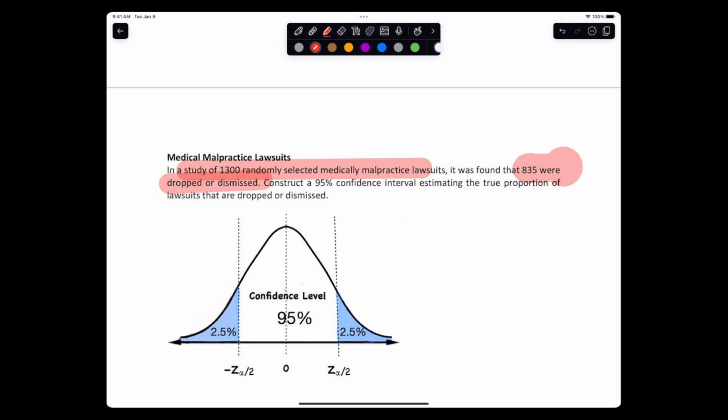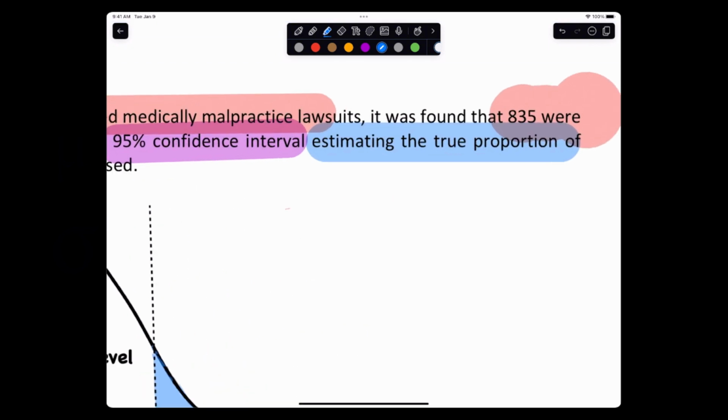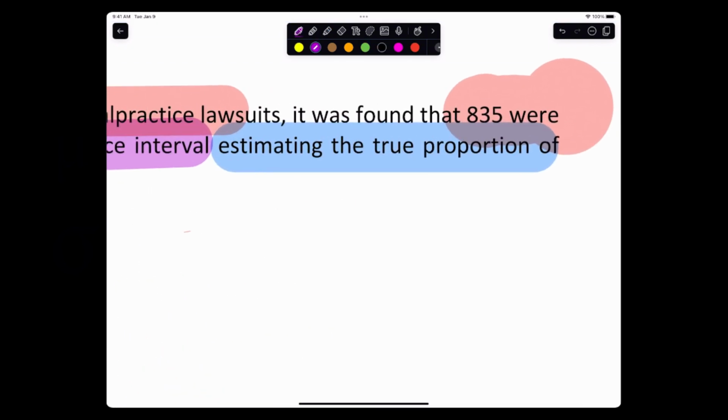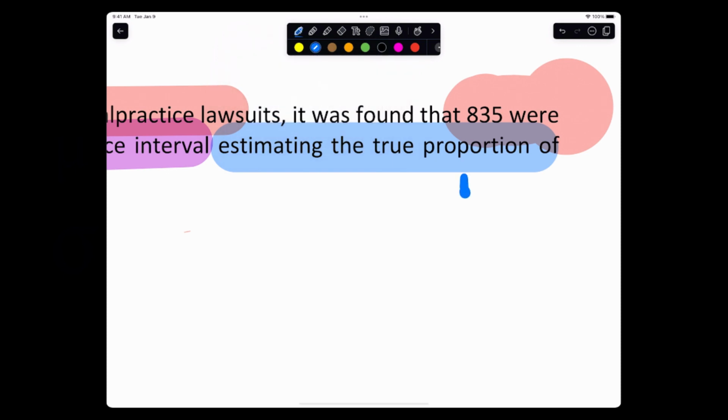Okay, what do they say? Construct the 95% confidence interval estimating the true proportion of lawsuits that were dropped or dismissed. So when they say estimate the true proportion, that's not mu, that is P. You guys okay with that?